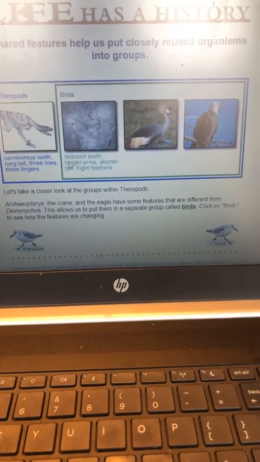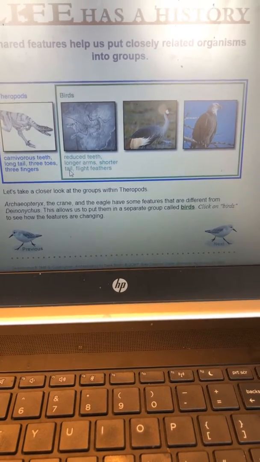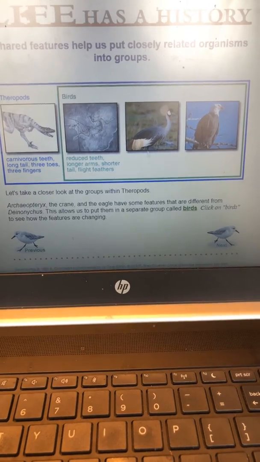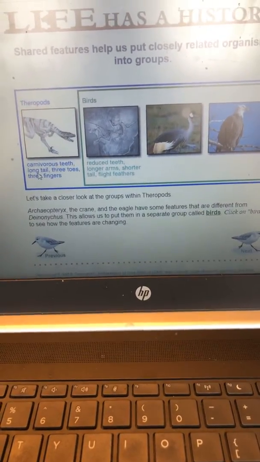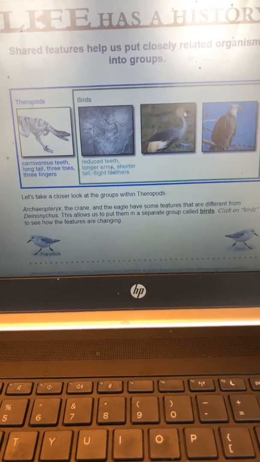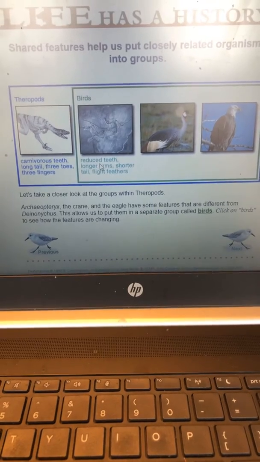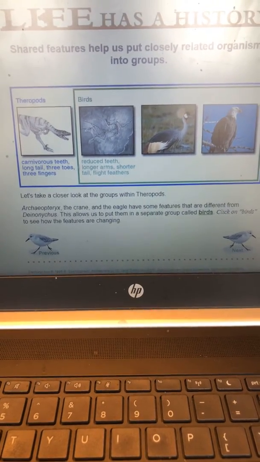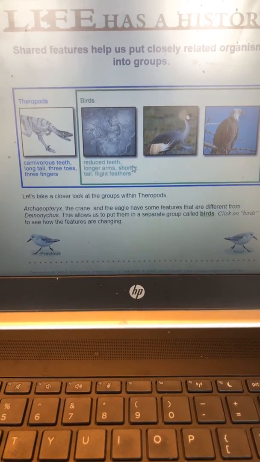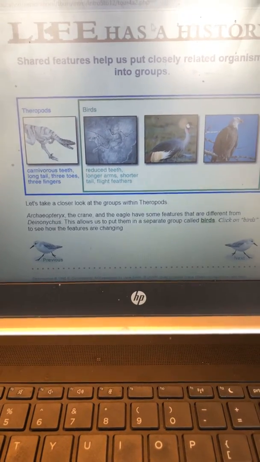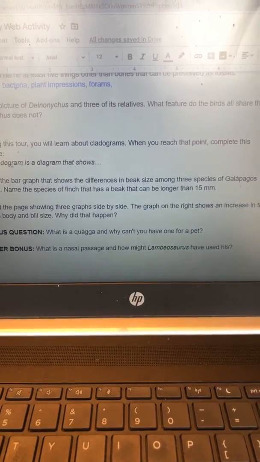So they have 3 toes, longer arms, shorter tail, flight feathers. So they have feathers and it does not. And a shorter tail. I mean, you could really do any of these. Not carnivorous teeth, longer arms, shorter tail, flight feathers. So that's number 5, if you need to pause it to put in your answer.